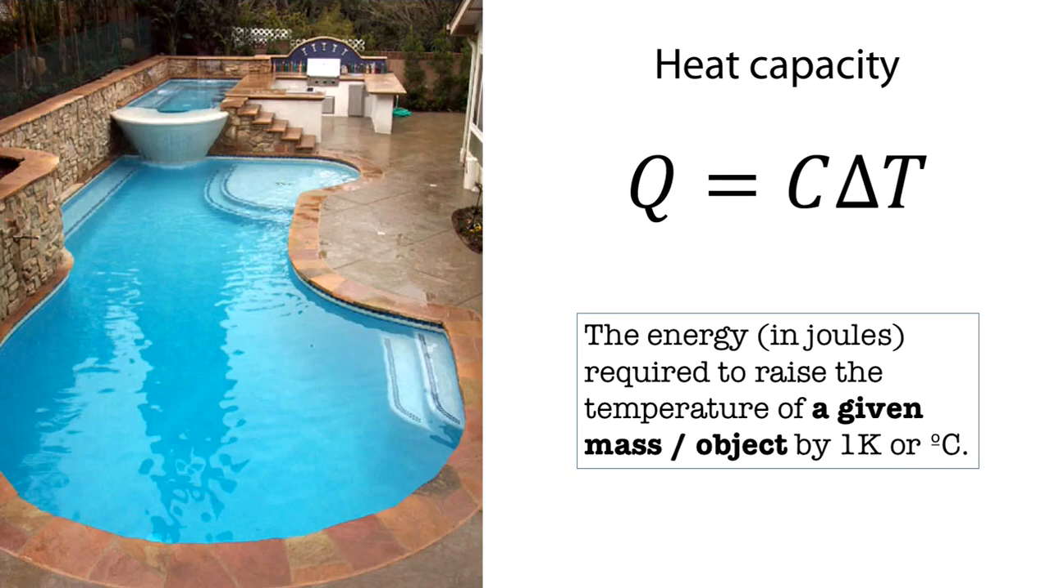Heat capacity is given the symbol C. Rearranging that formula, C equals Q over delta T. So it's just the energy needed to raise the temperature of that mass of water, or that object, or that Volkswagen, or whatever, by 1 Kelvin or 1 degree C.